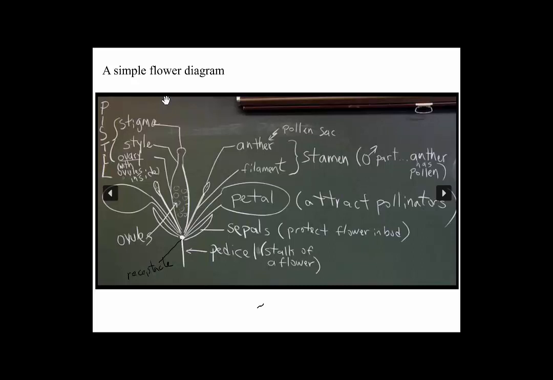Petals, colorful, acting as advertising to attract pollinators. The male part of the flower is the stamen, which has two parts, a sac of pollen called an anther and a supporting stalk called a filament.